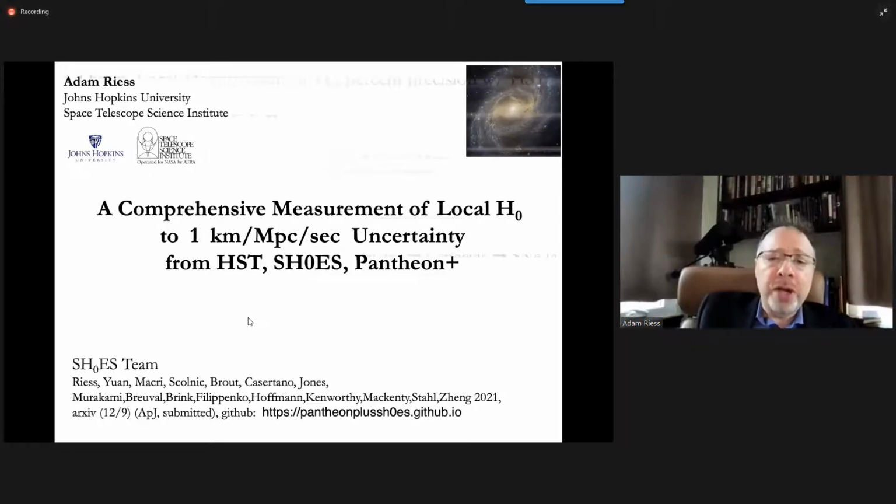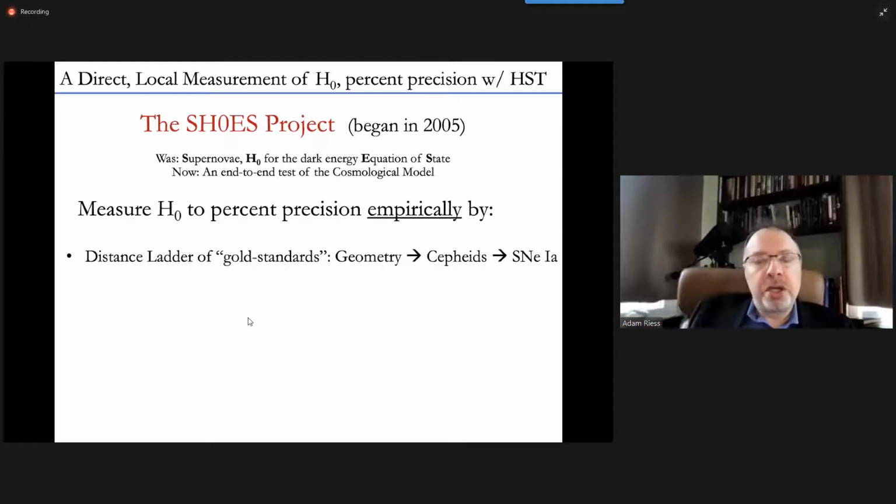Okay, let me just first tell you a little bit about the SH0ES project. It was set up about 15 years ago to try to get a direct local measurement of H0 with HST to reach sort of percent level precision. We had a slightly different acronym. As they say about acronyms, all acronyms are wrong, but some are useful. And so I would say the story here has changed a little bit to, as Licha described, it's really an end-to-end test of the cosmological model.